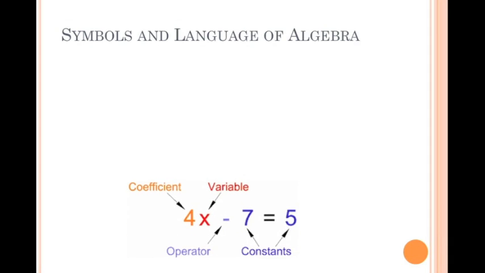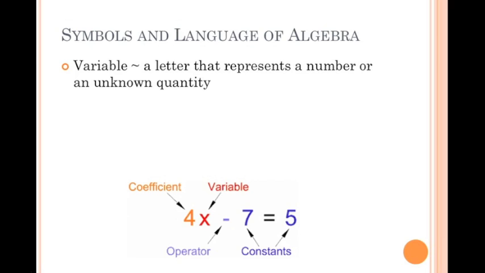The letters used to represent a number are called variables. Variables represent an unknown quantity, which implies it can take on different numerical values. For example, in the expression x plus y, we can replace x and y with any quantity. Replacing x with 2 and y with 10 yields 2 plus 10 equals 12.